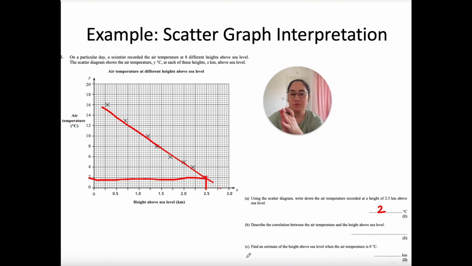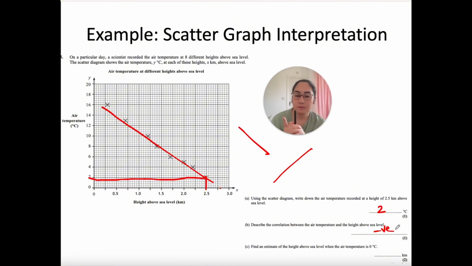Describe the correlation between the air temperature and the height above sea level. Now, correlation means what happens to one as the other one increases or decreases. So what's the relationship between these two? As the height above sea level increases, the air temperature is dropping, the air temperature is decreasing. If as one increases, the other one also increases, we have a positive correlation. So anything that looks like this is a positive correlation. If we have anything that looks like this, which is what we have here, it means as one increases, the other one is decreasing. And that is a negative correlation.